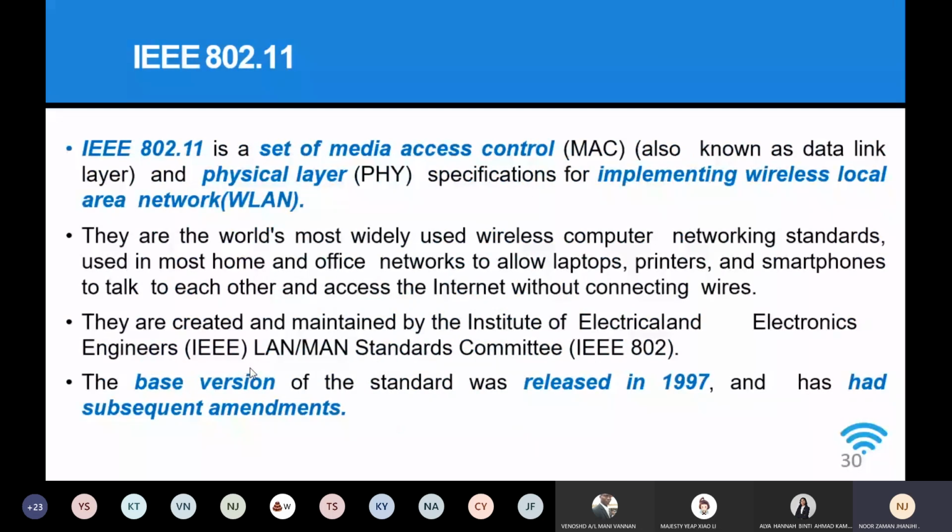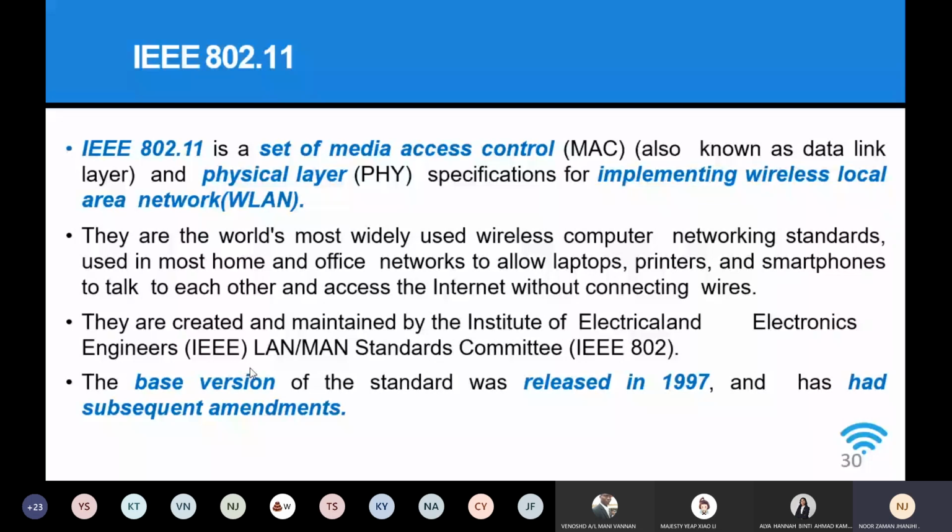802.11 is a set of media access control standards, known as the MAC. Media is M, access is A, C is control. You notice that many times in network terminology we have something known as MAC. So I hope now you understand what is meant by the MAC. The MAC is actually the media access control.